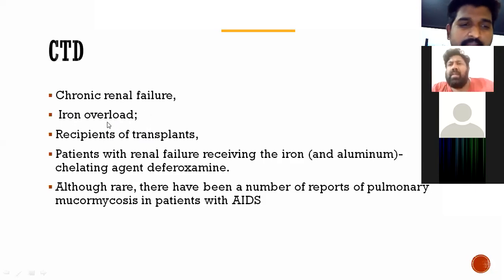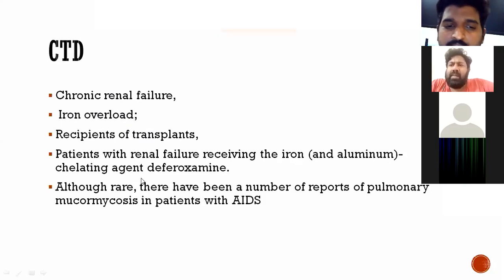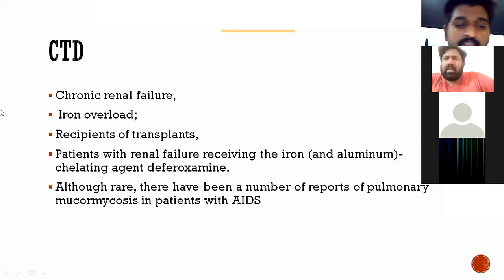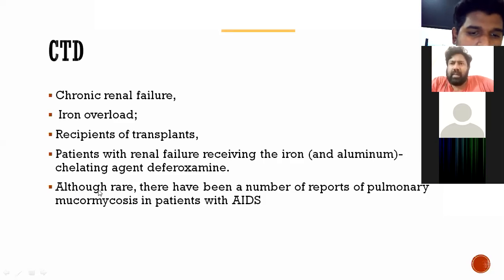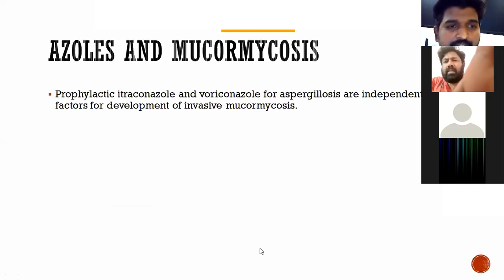There is a complex mechanism for that. I will describe that in subsequent slides. So any patients with renal failure who are receiving iron, and any patients who are getting iron chelators like desferoxamine, are also at risk of developing mucormycosis. Although rare, there are some sporadic case reports, as I already described, of pulmonary mucormycosis associated with HIV patients.